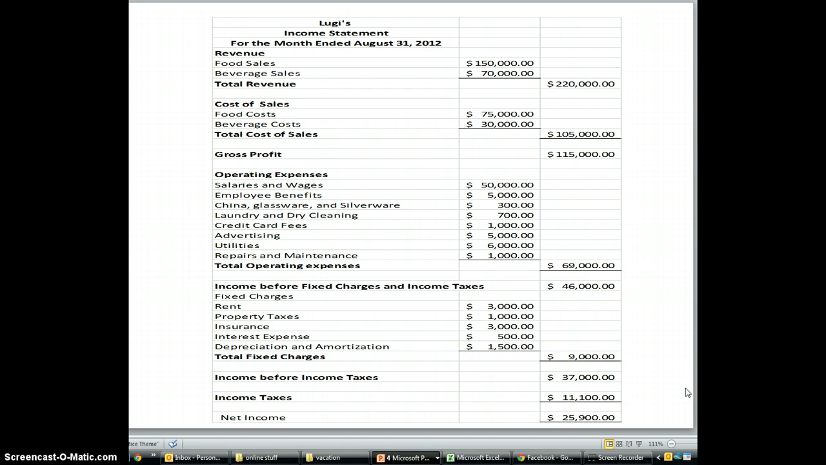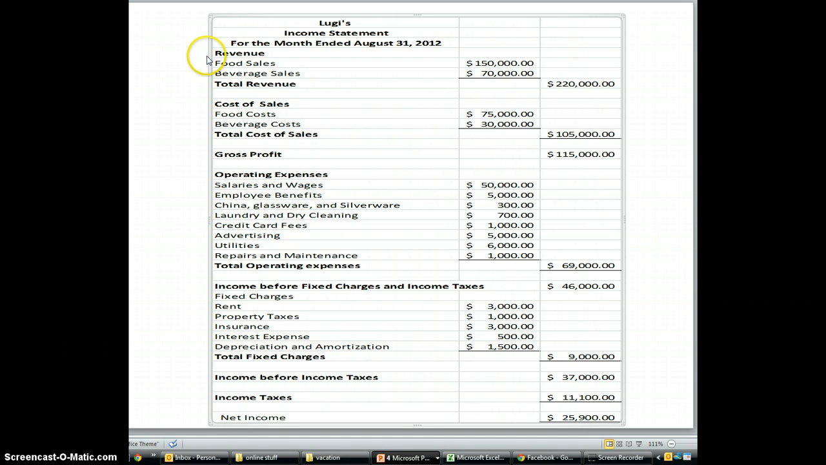Next, we have an income statement for you to take a look at here. What you can see is that we start with the heading. The heading is the who, the what, and the when. The who is the name of the business; I have Luigi's here. The what is what kind of statement. This is the income statement. And the when, for an income statement, is a period of time. So it'll say for the month ended August 31st, 2012. You can see that there.